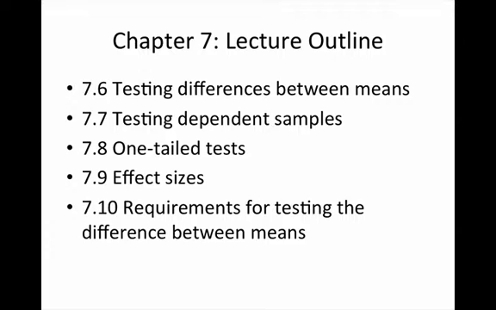7.8 will deal with the case of one-tailed tests. Up until this point, we'll have learned how to test for a difference. One-tailed tests allow us to test for an increase or a decrease. And so one-tailed tests are more specific, and they have implications for levels of significance.